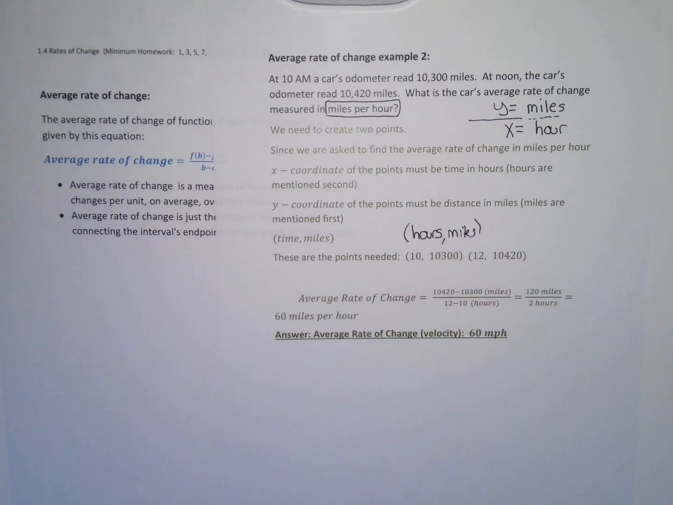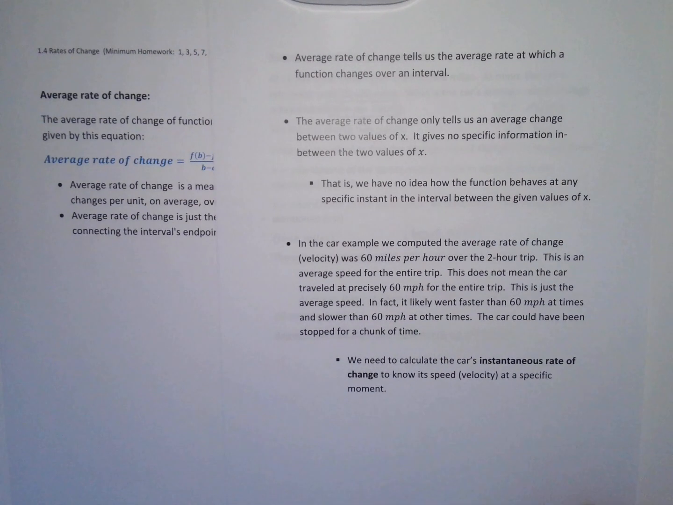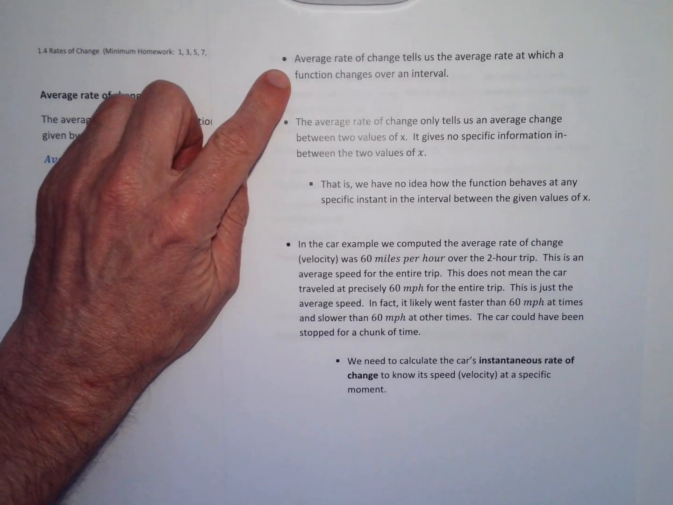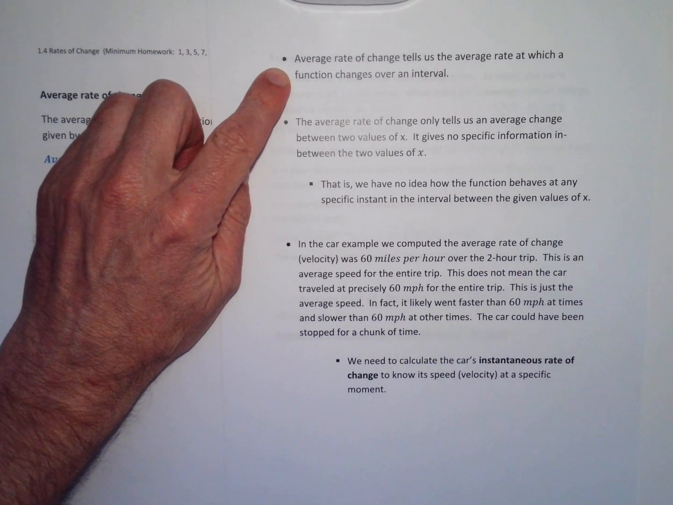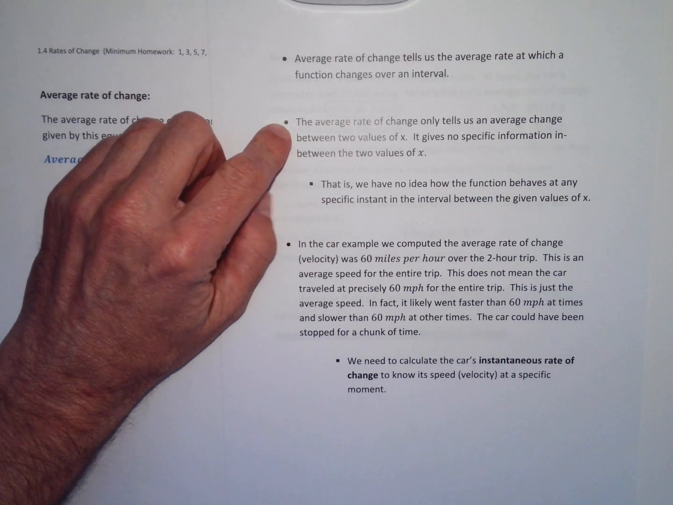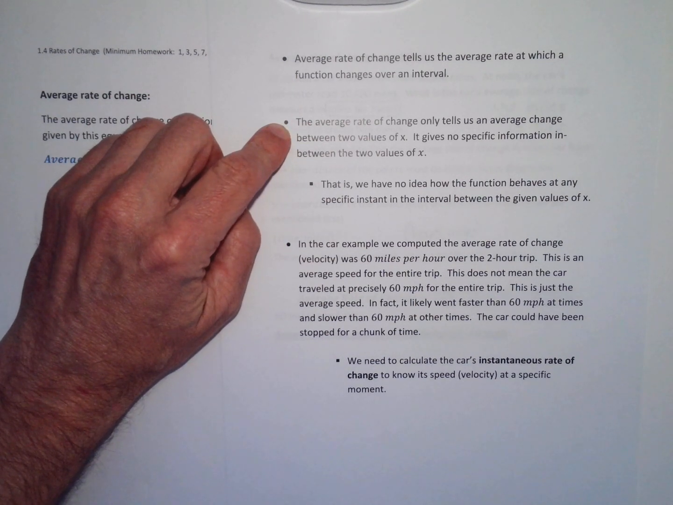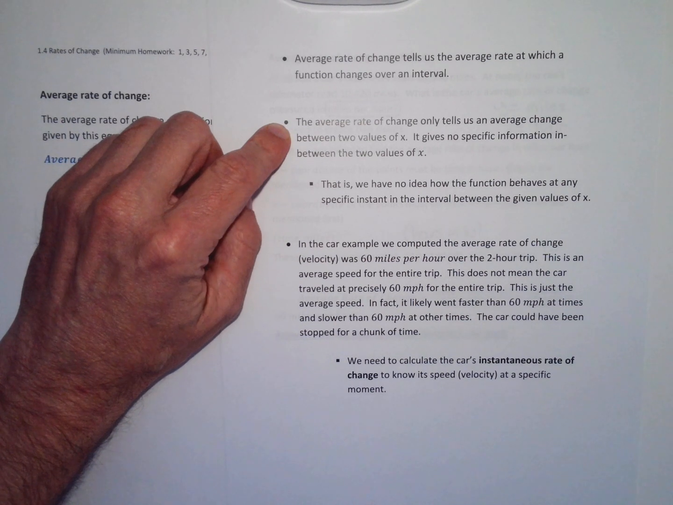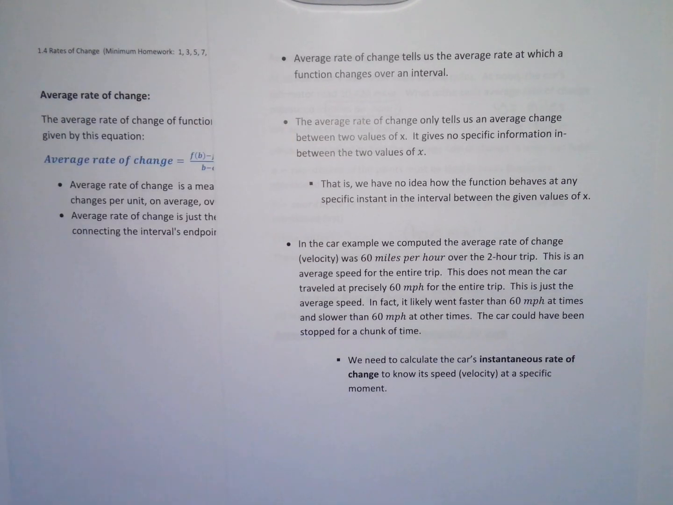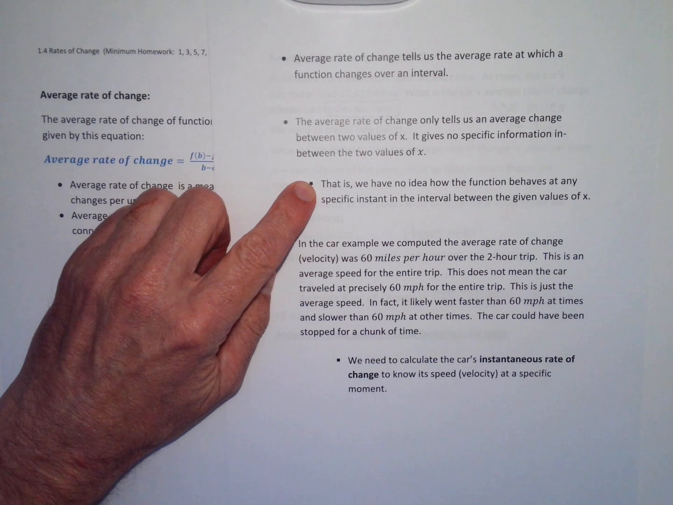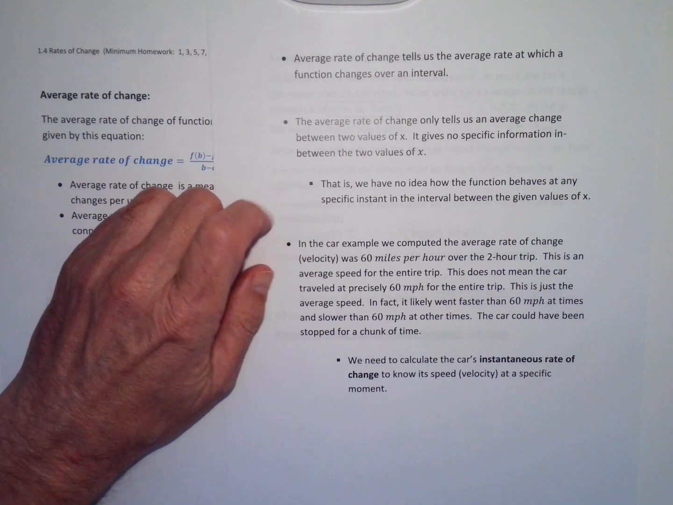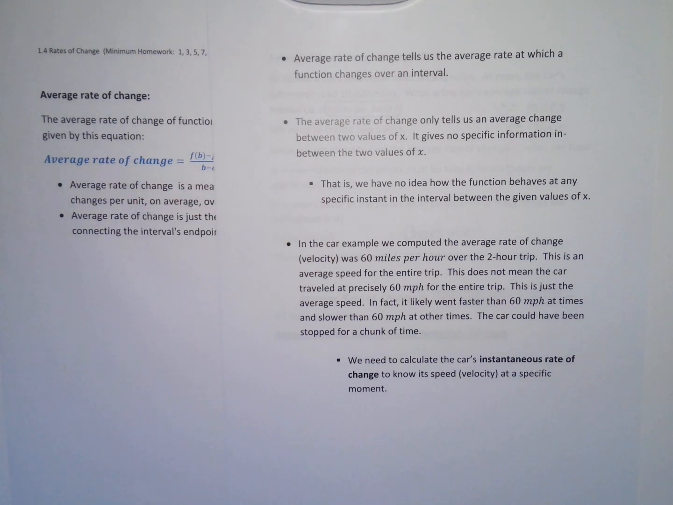So I typed up a bunch of stuff about this. The average rate of change tells me this car's average speed over the interval, but it only tells us an average between 2 values of x. It doesn't give specific information at an instant. We have no idea what the speed was at any time. For this car that traveled at an average speed of 60 miles per hour over the 2 hours, I couldn't say at 10:42 what was the car's speed. I would have no idea.